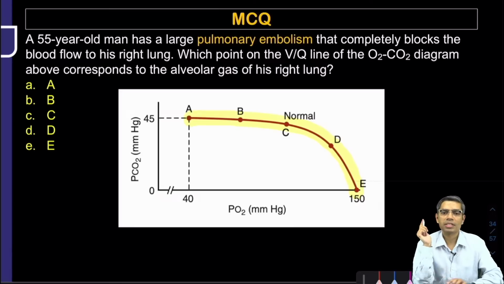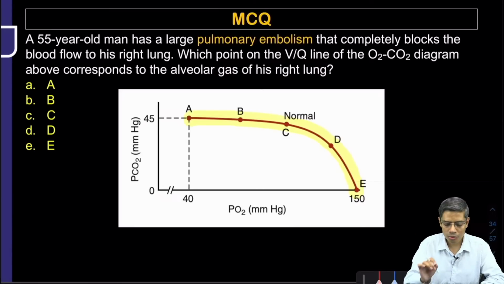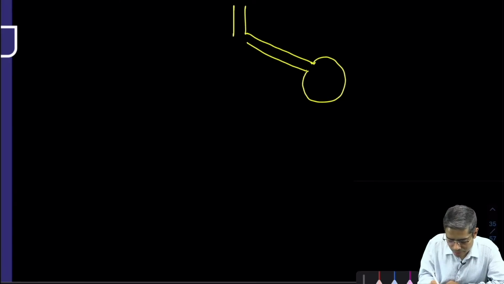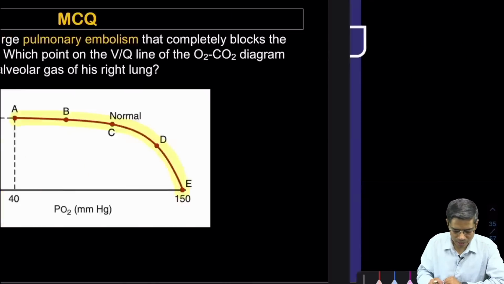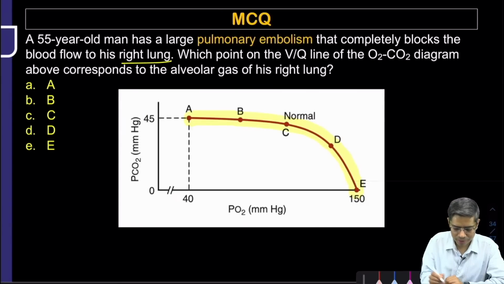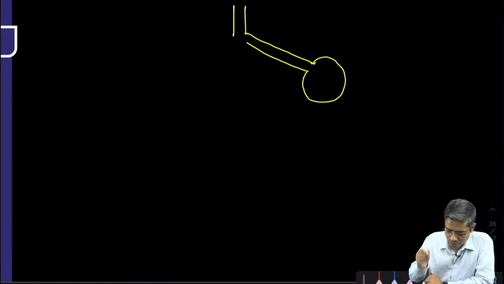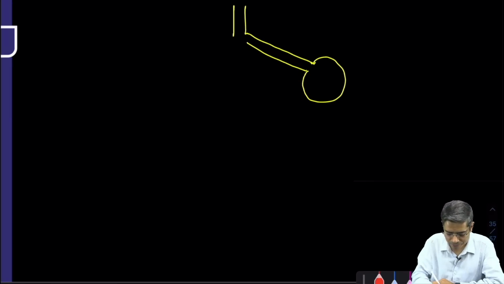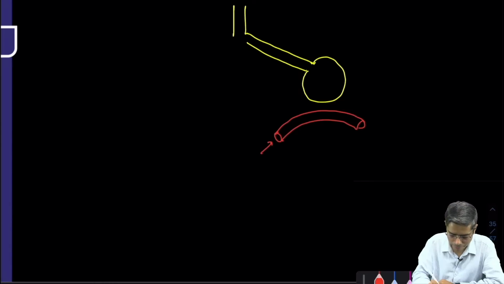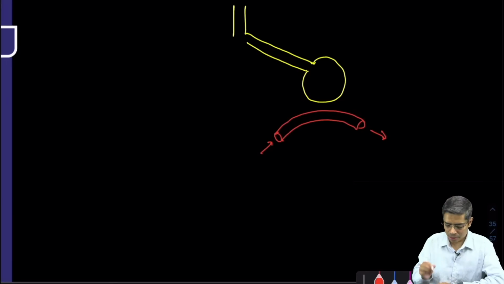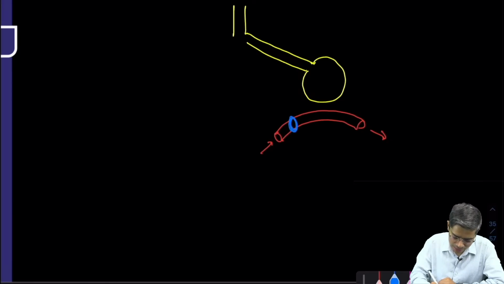So, what concept do you require for answering this question? The patient is suffering from pulmonary embolism. Look at my diagram, try to guess the concept. This is the representative diagram of an alveolus. Suppose this is my right lung, and this is the representation of the alveoli, and this is the pulmonary capillary. The problem is that the pulmonary capillary is blocked by an embolism.